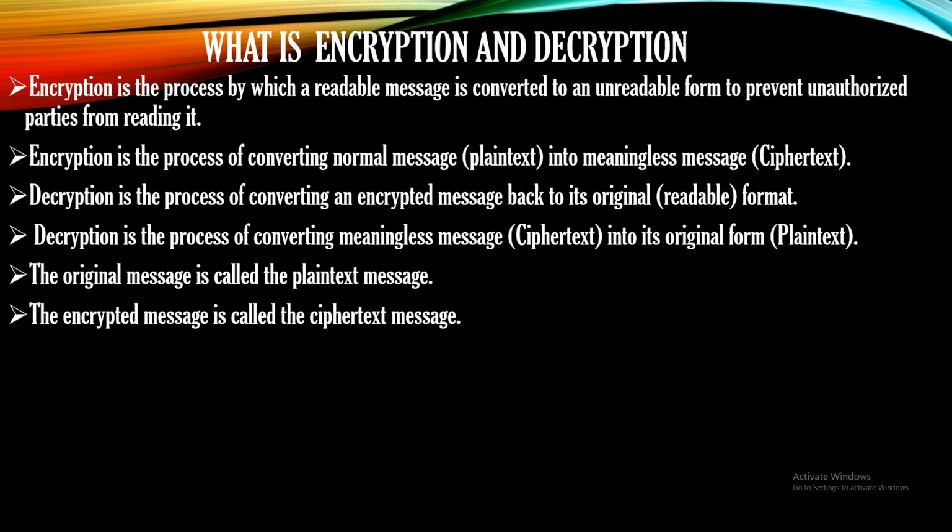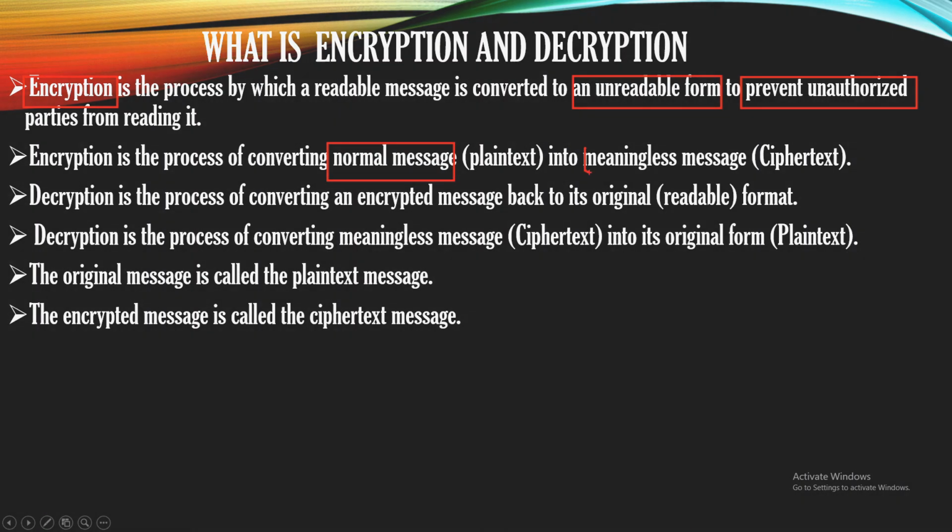Okay, first, what is encryption and decryption? Encryption is the process by which a readable message is converted to an unreadable form to prevent unauthorized parties from reading it. In short, encryption is the process of converting a normal message or plain text into a meaningless message or cipher text.